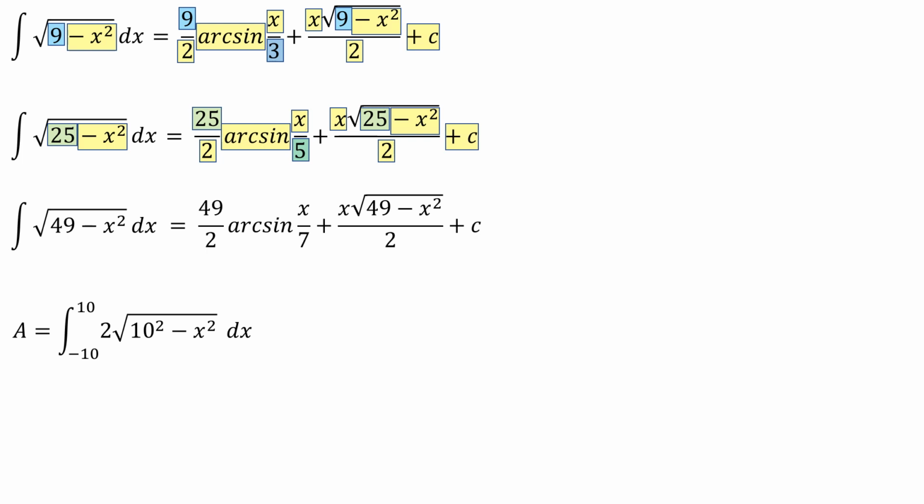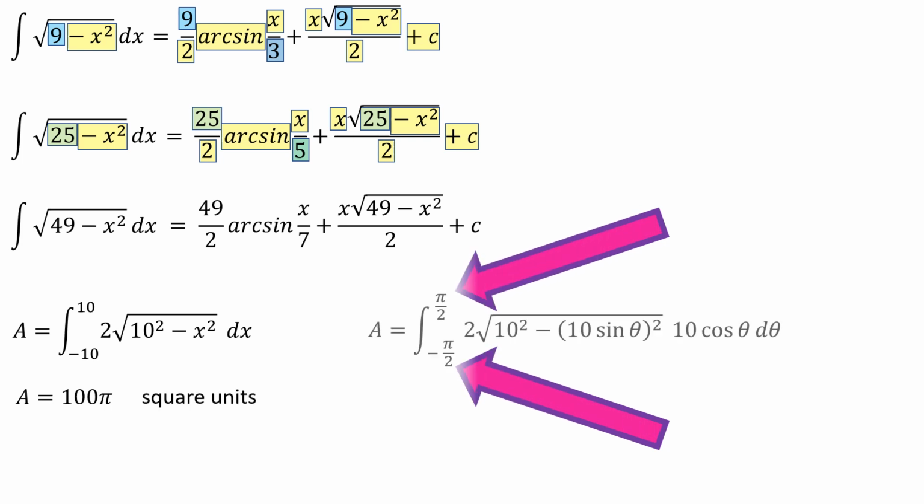Now, remember the day when we found the area of a circle and we worked through this as an example? When we were all done, we had 100 pi square units. But of course, to do that, we rewrote it in terms of theta, and we changed the limits of integration. So instead of negative 10 to positive 10, we had to do negative pi over 2 to pi over 2. What if I didn't want to change to d theta? What if I didn't want to rewrite that integral?